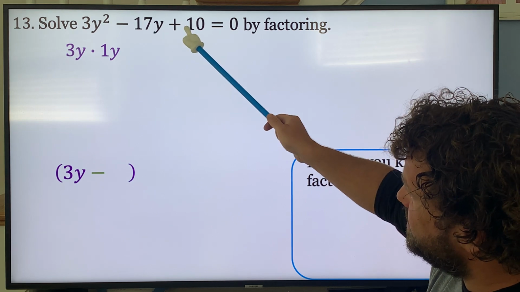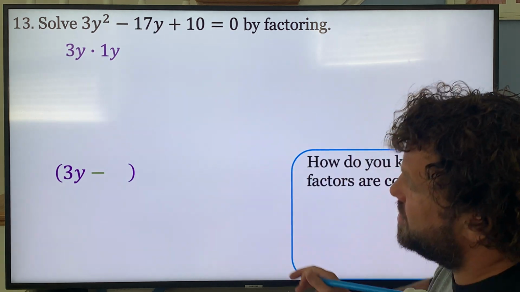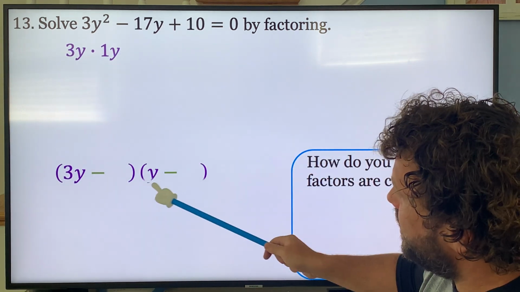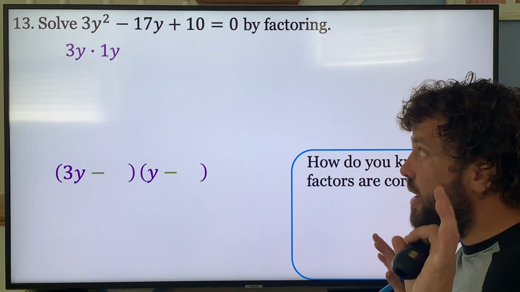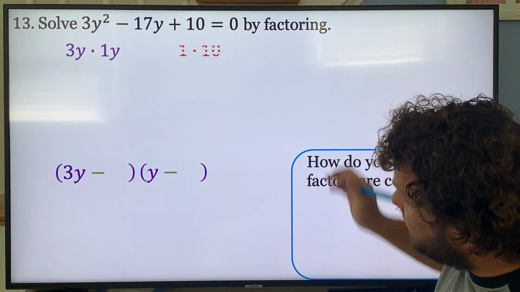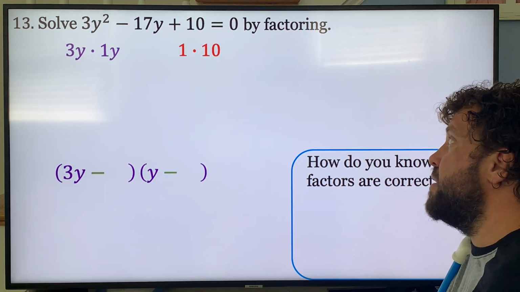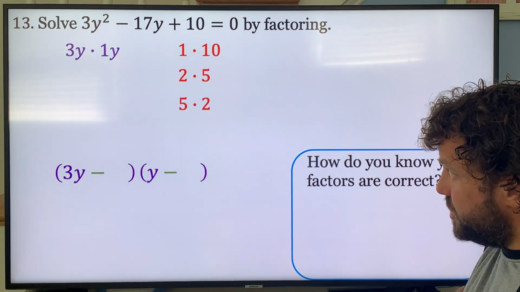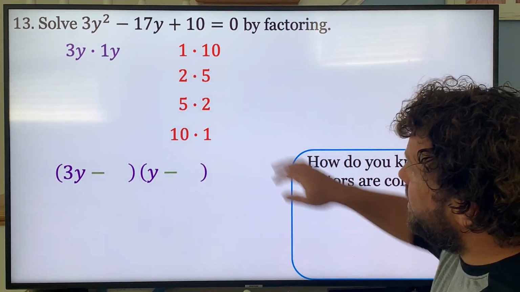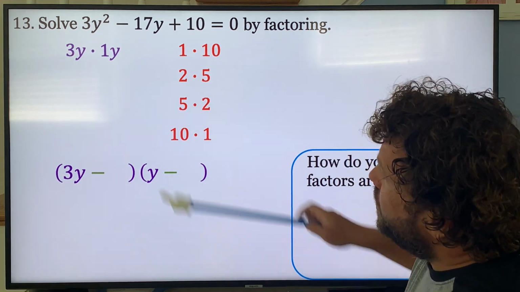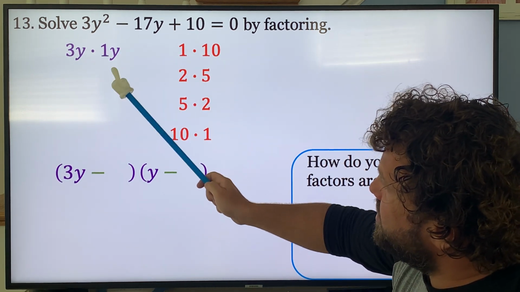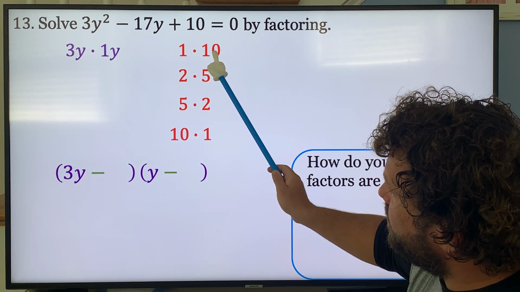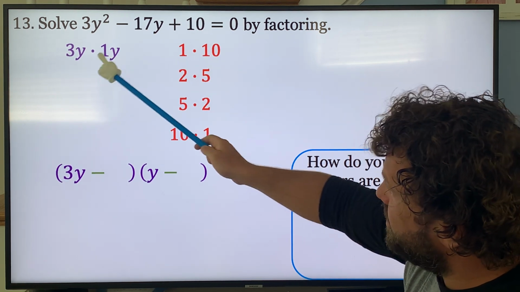Because this is a minus and this is a plus, it means both these middle pieces are going to be minus. So 3y minus something, and then you got 1y minus something. We don't know yet. What we have to do is we have the factors of 10. Factors of 10 are 1 and 10, 2 and 5, 5 and 2, and 10 and 1. Now you may say these are the same, but we're going to multiply by 3 and 1. So watch how this works. We have to find out the combinations of multiplying these together when combining equals 17.